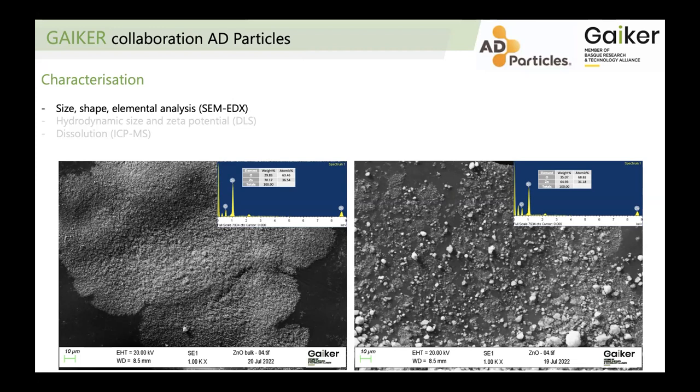We performed the EDX analysis just to confirm if this is pure zinc oxide or if it could have some trace elements of other metals, but it was confirmed that it's pure zinc oxide. On the right-hand side, we have the dispersion of the zinc oxide in nanopowder, in nanoform. The main size range of these particles was around 80 nanometers. We also performed EDX analysis to check for the presence of other minerals or other metals, and the result was that we had pure zinc oxide in the sample.